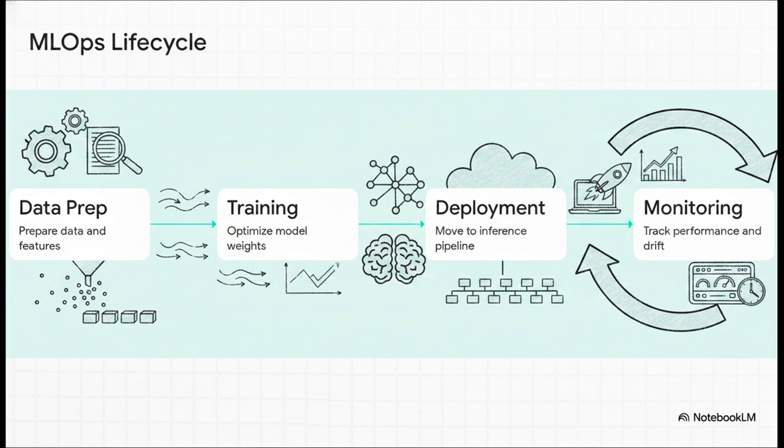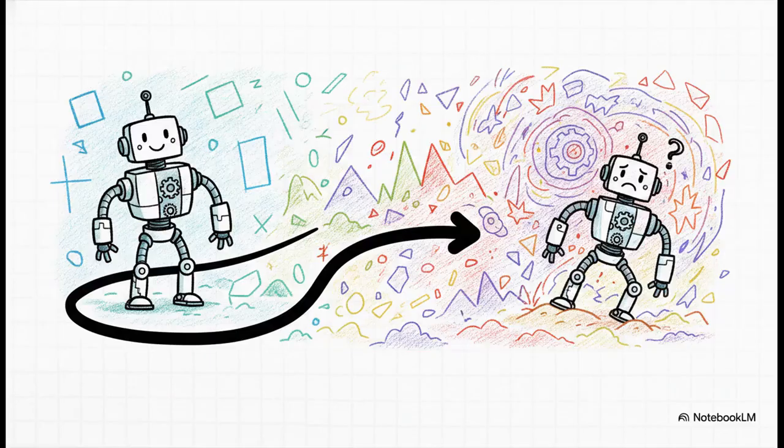It kicks off with careful data preparation and feature engineering. Because honestly, a model is only ever as good as the governed data it's fed. From there, it gets trained, rigorously evaluated against test data, deployed into production, and crucially, this is the big one, monitored continuously. And that continuous monitoring is absolutely vital because of something called model drift.